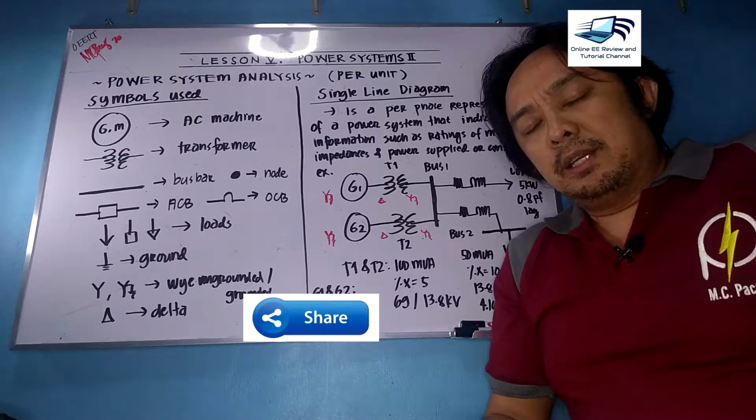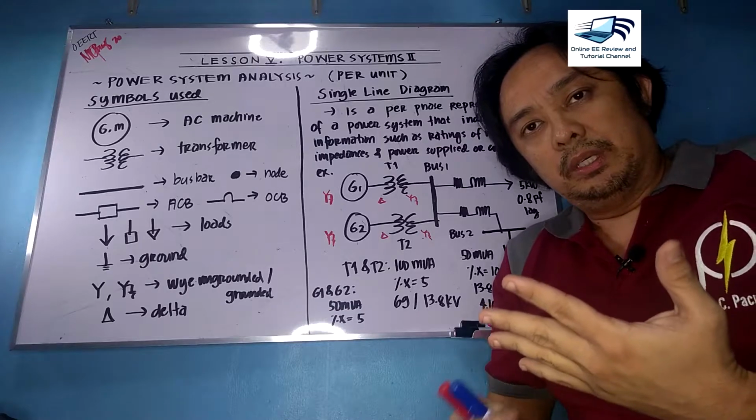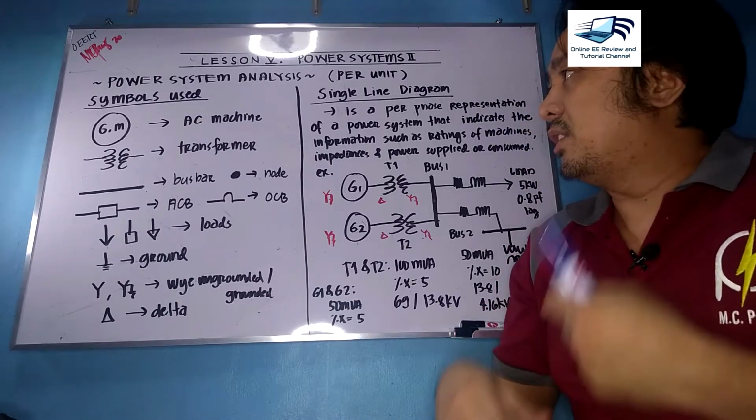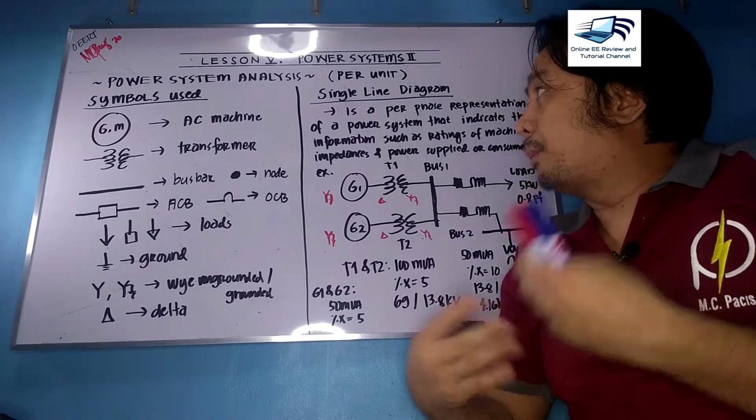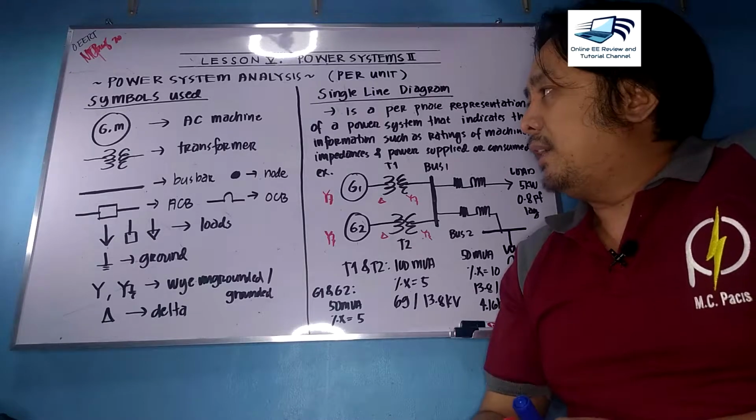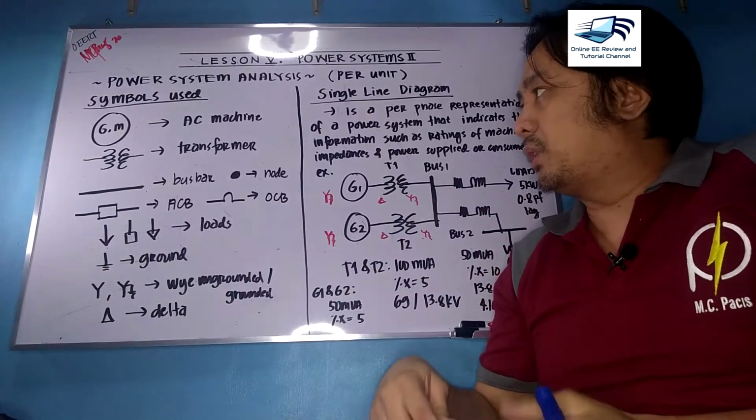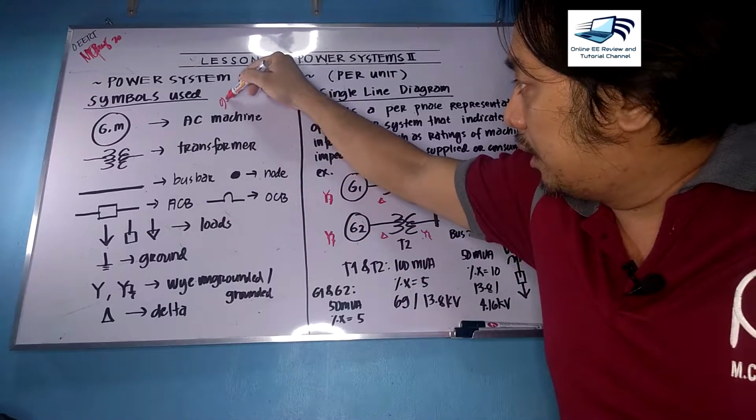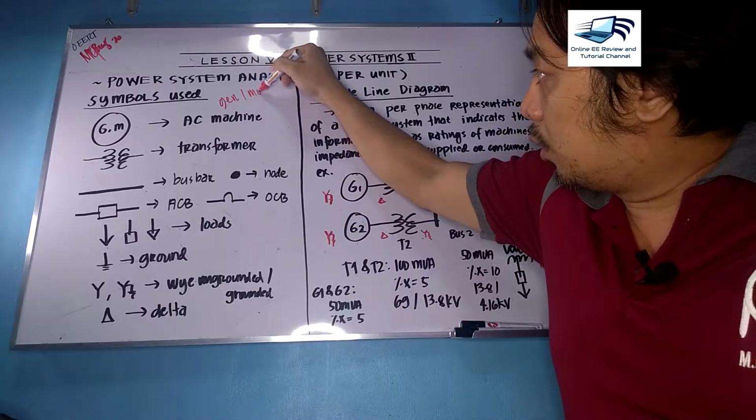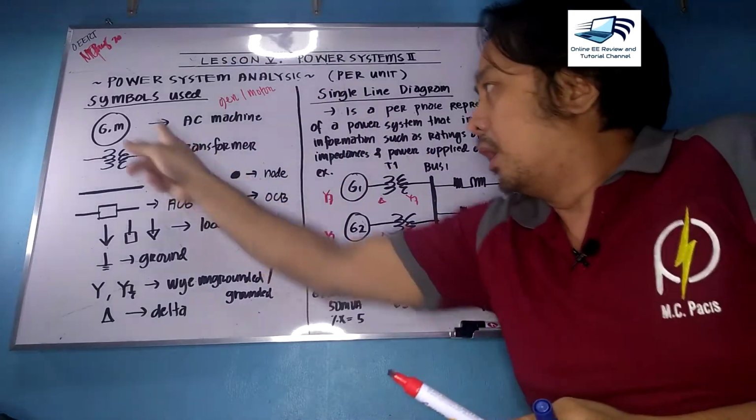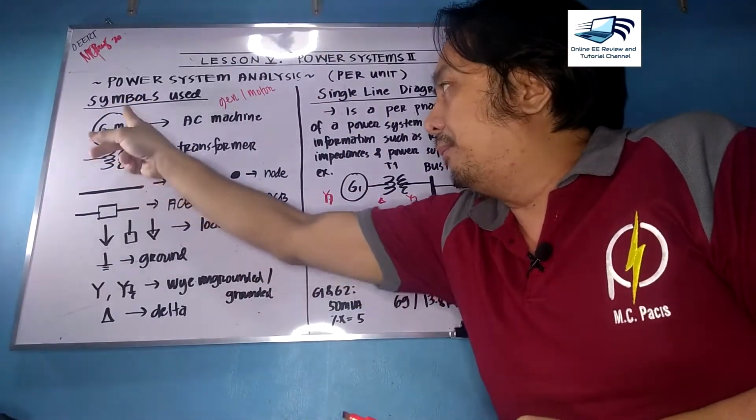Okay, let us have our discussion for today, and we need to start with symbols. The symbols that we will use on the problem solving on this topic. First, we have a symbol of a circle, which is an AC machine. Your AC machine can be a generator or a motor, which is represented by an independent source or a circle here.